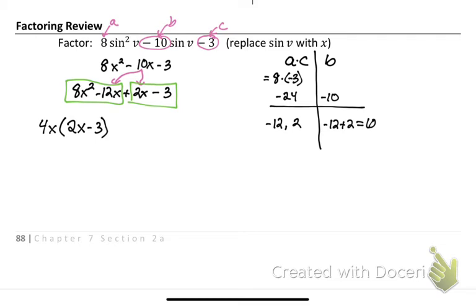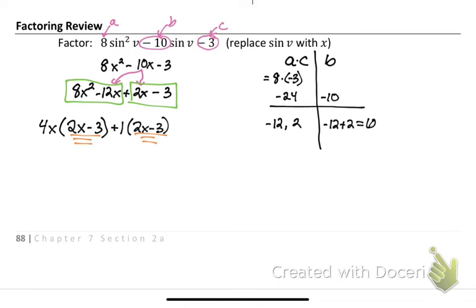What's the biggest thing I could pull out of 2 and 3? We could pull out a 1. I do write the 1. You don't have to, though. I'm going to write the 1 because you kind of need to understand something. So that's going to leave me with 2x minus 3. Here's why I like factor by grouping. This is not a coincidence. If you do factor by grouping correctly, both of those are the same thing.